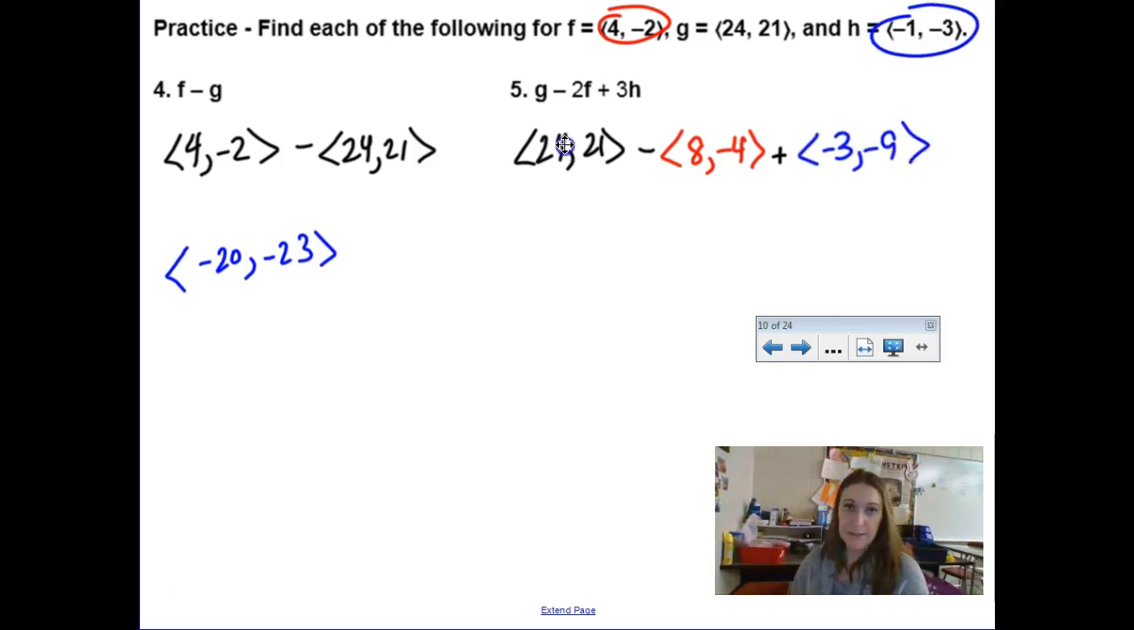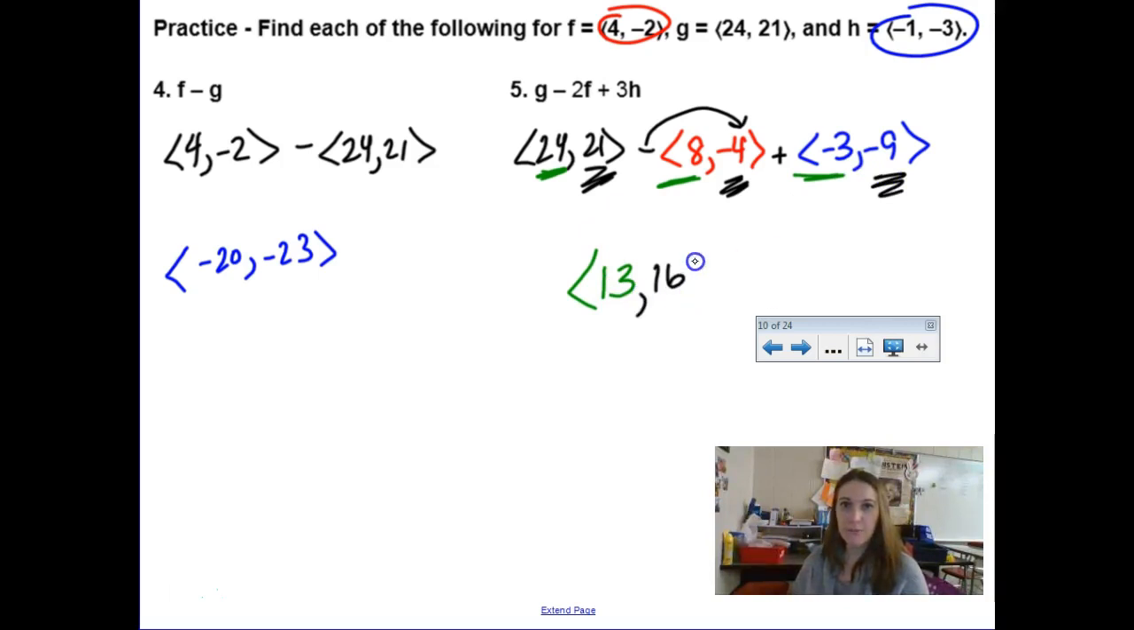And then I just do what it says. So 24 minus 8 plus negative 3. 24 minus 11 is 13. And then 21. Careful, you're subtracting negative 4. So keep that in mind. So that's plus 4. So 25 minus 9 is 16. Alright, so there's my resulting vector.